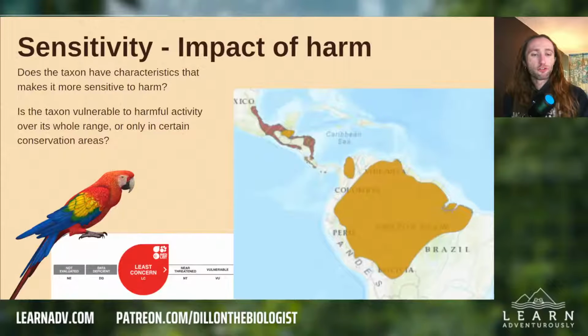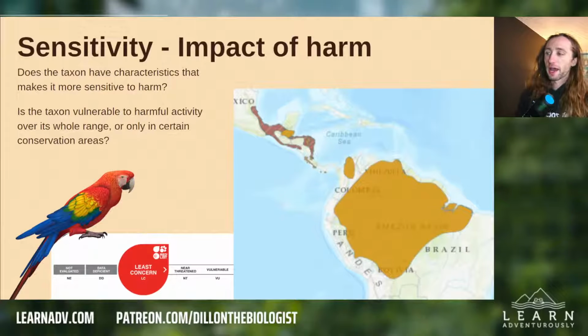But then we also have a very related topic, and that's the impact of the harm. So this is when we're going to look at, does the taxon have characteristics that make them more sensitive to harm? And is the taxon vulnerable across the whole range or only in certain areas? So in that example of Dudleya, plants in particular are much more sensitive to the impact of harm. Much more sensitive. The reason why is because they don't move. If you put a GPS point down, it's going to be there for years. Something like a macaw, for example, a bird, is going to fly away. So it's not as impactful.